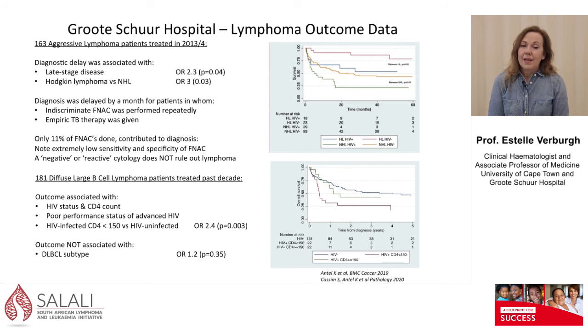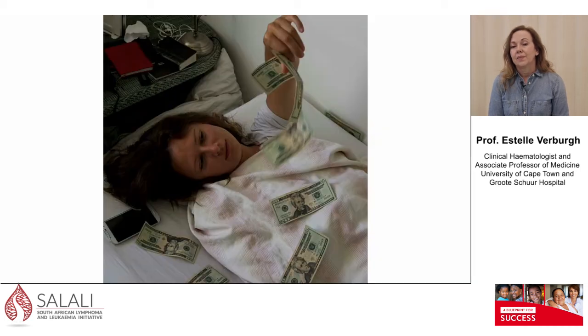So we can see that the outcome was associated with this HIV status and CD4 count, and poor performance status of advanced HIV definitely played a role, and early diagnosis is mandatory, very important. And interestingly, this paper did concentrate on the subtype of disease and also seeing how it connects with HIV, but that was not significantly associated with outcome.